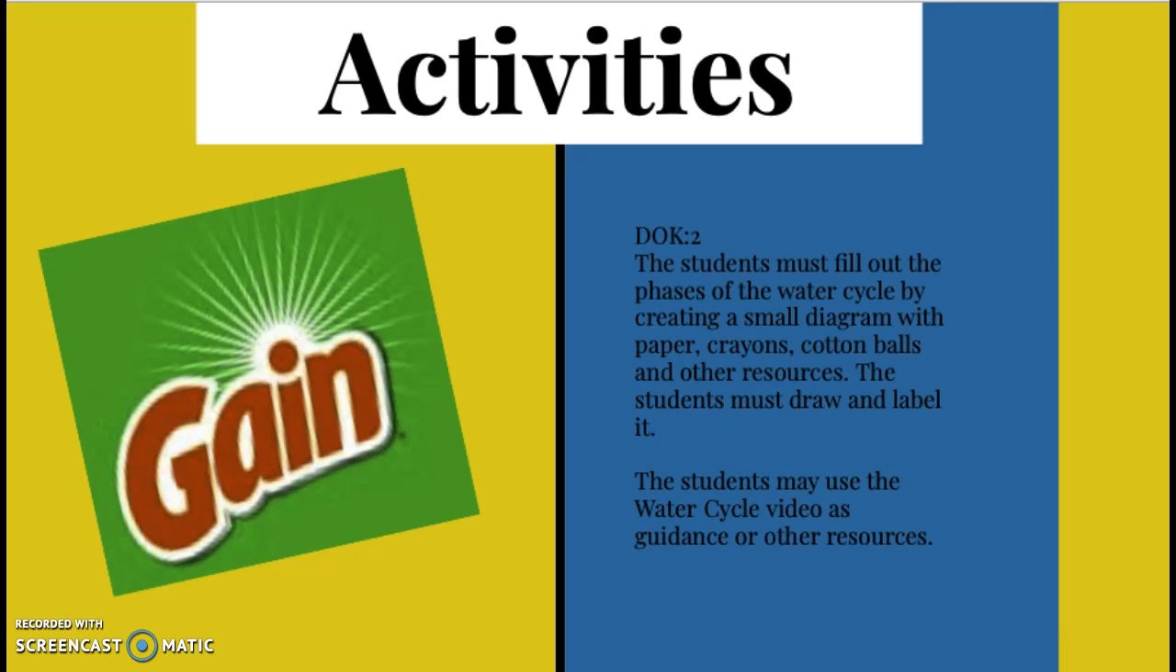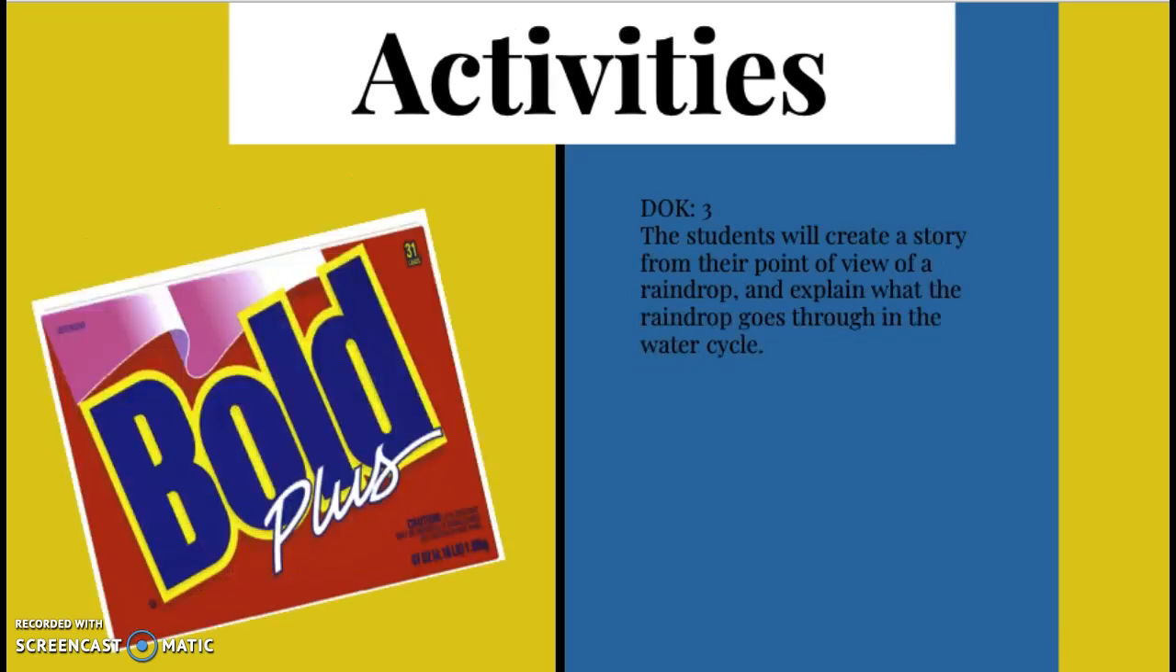So for Bloom's taxonomy, I think it would also be knowledge and remember because they're still trying to recall and remember the knowledge, but they're also being able to use that and create something. So for the third activity, I said it would be a DOK3 because it's starting to become a little more complex, and they're starting to have to explain more about the water cycle and what it does. So for this activity, the students will create a story from the point of view of a raindrop and explain what the raindrop goes through in the water cycle.